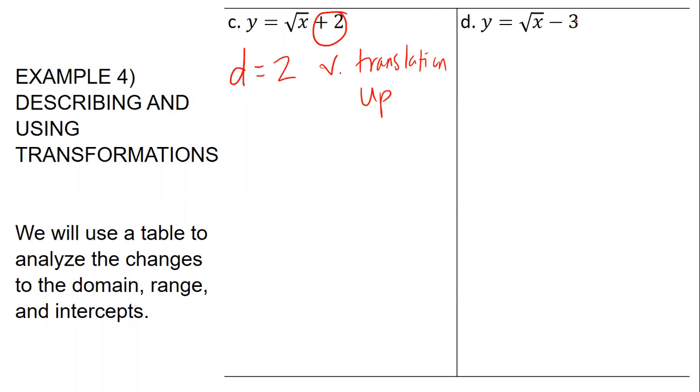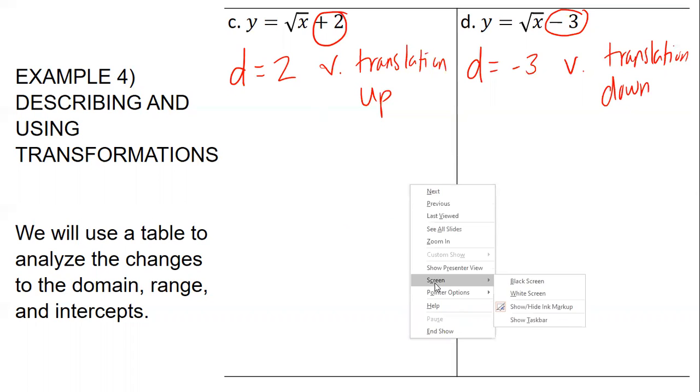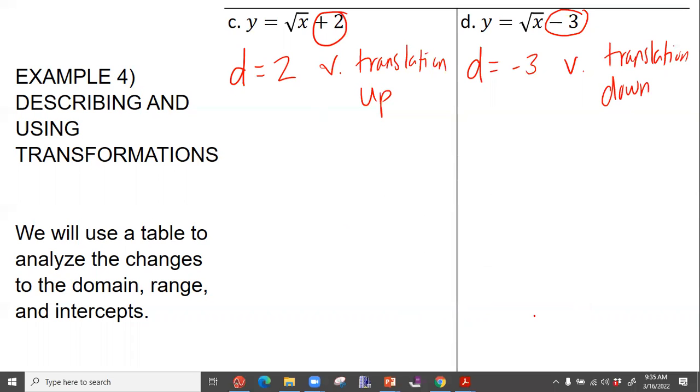Versus if you look here, example D, the change from our parent function is minus 3. So d equals negative 3, and therefore this is a vertical translation down. Okay, we're going to look at the graphs of each one of these and compare their domain and range to the original function, our parent function. So if you have your calculator out, please follow along. If not, please grab a calculator.